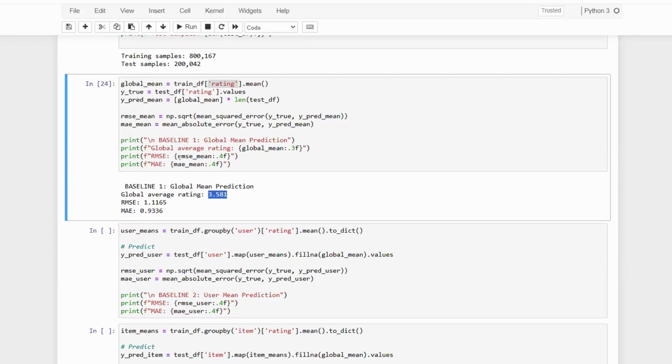And now how do we calculate the loss function? We use RMSE and MAE. So how does this work?